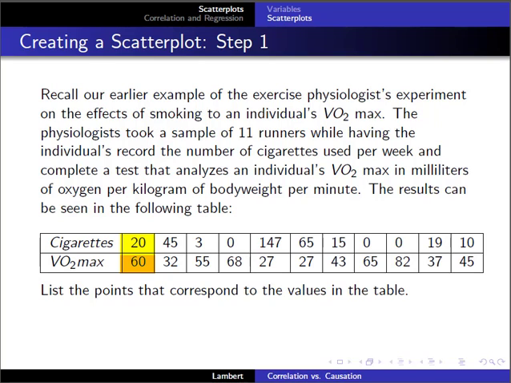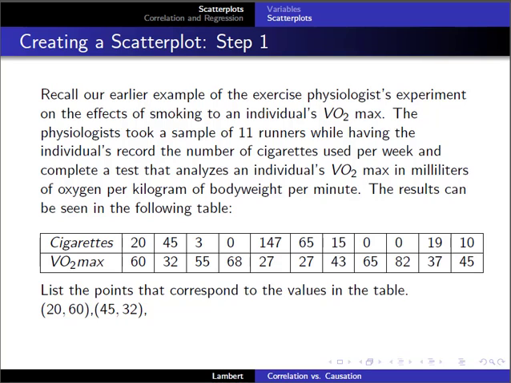So with that in mind, what actually happens here? Well, if we're to list our first point, we had that 20 for our x value and 60 for the y value for that first individual. Notice it doesn't pair different numbers like 20 and 32 or 20 and 55 because we're lining up per individual. So for example, the next one, the x value, number of cigarettes used, would be 45. That means the y value for that individual would be 32, in terms of milliliters of oxygen per kilogram of body weight per minute.